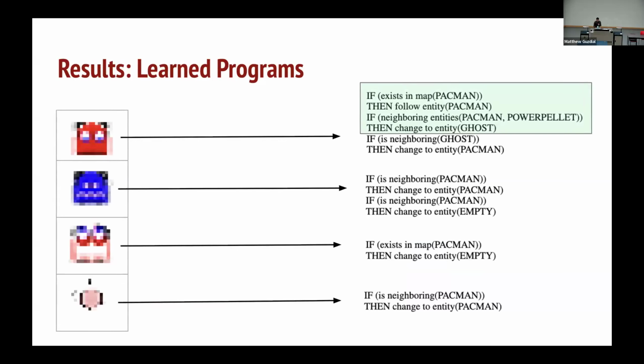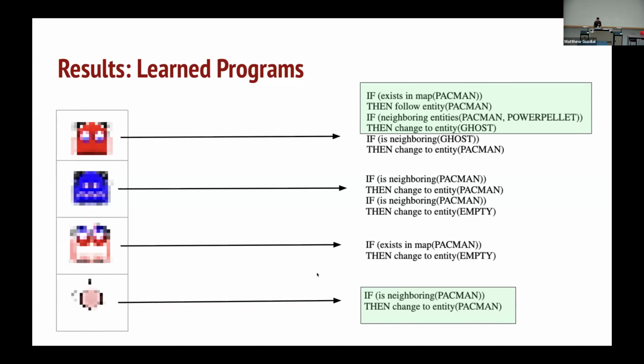we can see that for Blinky, as I said, if Pac-Man exists, which it always does, then Blinky follows Pac-Man. And if Pac-Man is neighboring with Power Pellet, which is a collision, then it changes into a ghost. Similarly, for the Power Pellet, if it's neighboring with Pac-Man, then it changes into Pac-Man. This might sound weird. The reason it does that is because Pac-Man occupies its position. So on the grid cell, Pac-Man takes its position.